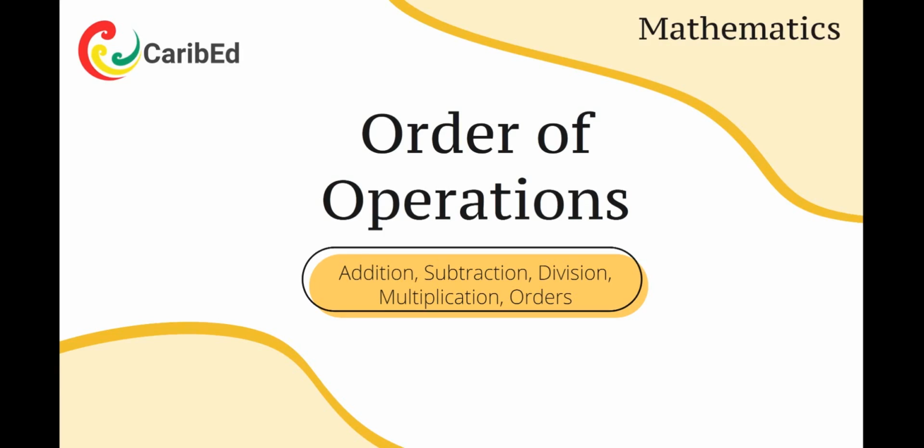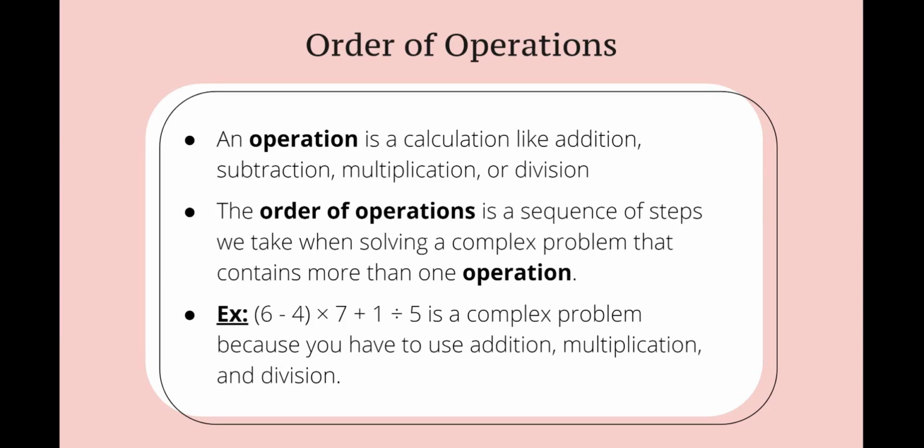For this presentation, you will need addition, subtraction, division, and multiplication of whole numbers, as well as orders. An operation is a calculation like addition, subtraction, multiplication, or division. The order of operations is a sequence of steps we take when solving a complex problem that contains more than one operation. For example, 6 minus 4 in brackets times 7 plus 1 divided by 5 is a complex problem because you have to use addition, multiplication, and division.